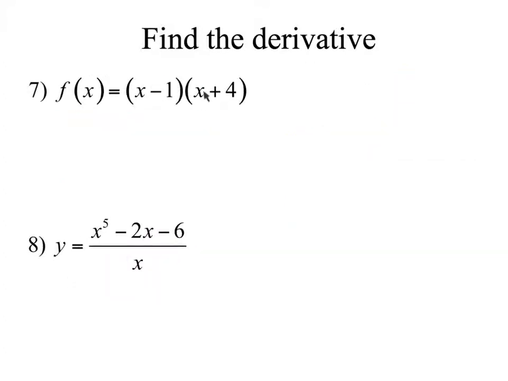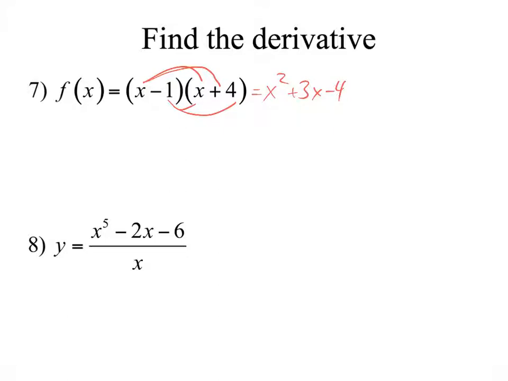So to take the derivative of this, you can use something called the product rule, but we haven't learned it yet. So what we have to do is change this to a polynomial. To change it to a polynomial, you just do this little mechanism. People call it FOIL. And change it to x squared plus 3x minus 4 when you multiply that all out.